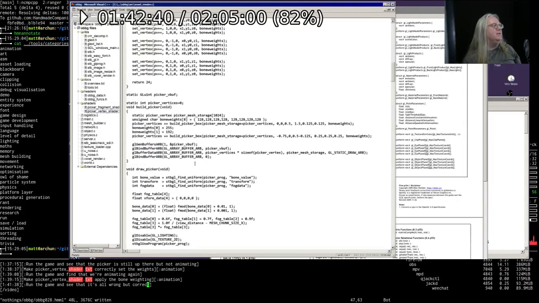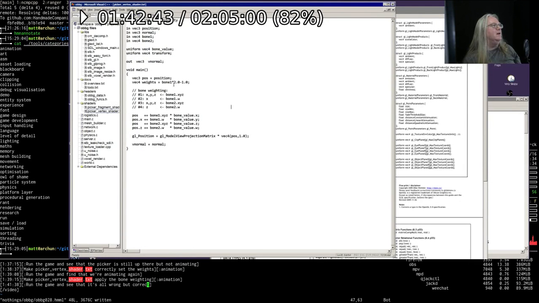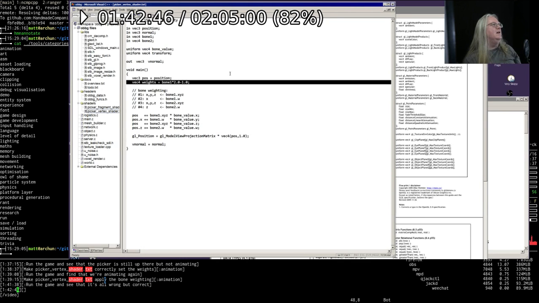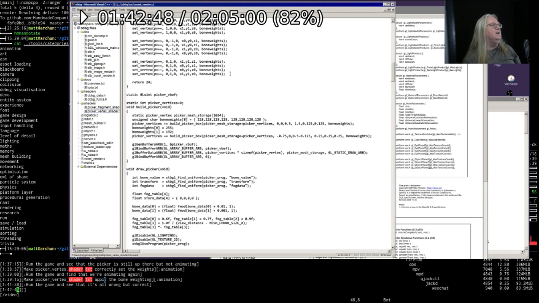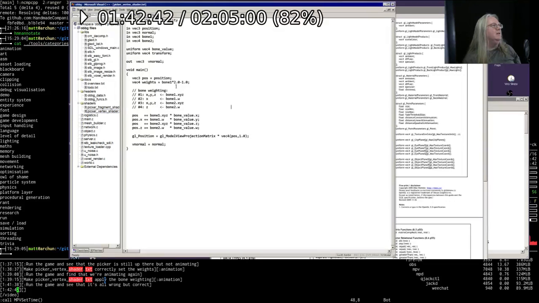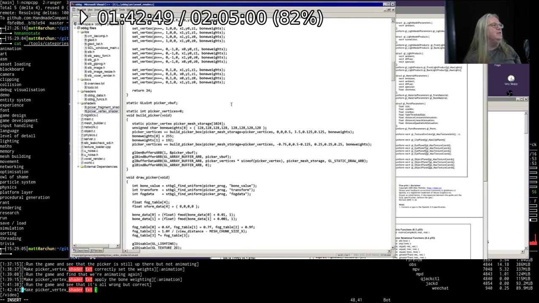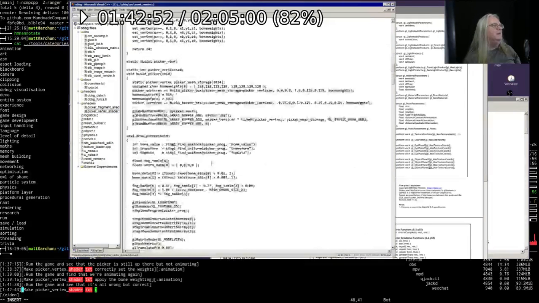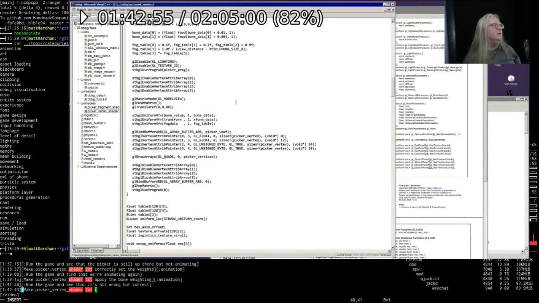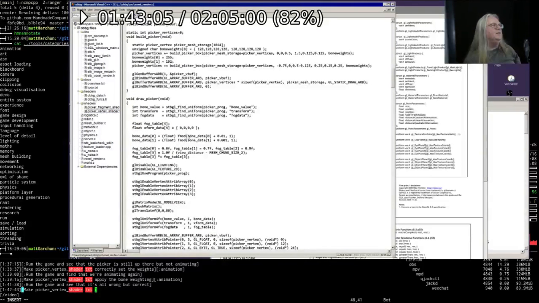But I'm currently doing, oh, yes, it's because of this. I'm not obeying that because I want to change this to specify that the attributes are signed bytes. Is that just GL byte? Probably. And then if they're signed bytes, these values have to change.